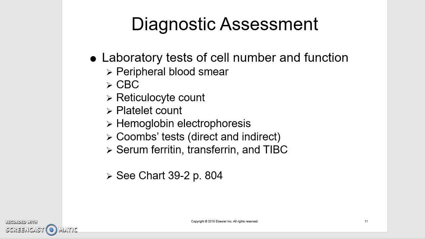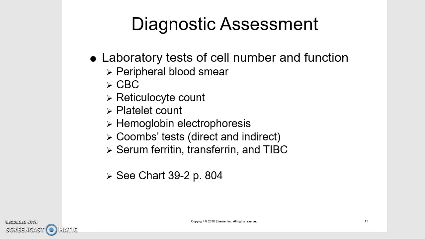An elevated reticulocyte count without a precipitating cause usually indicates health problems such as polycythemia vera, which we'll talk about later in the class. Platelet counts you guys are familiar with. Hemoglobin electrophoresis, we'll talk about when we talk about sickle cell disease. It detects abnormal forms of hemoglobin.